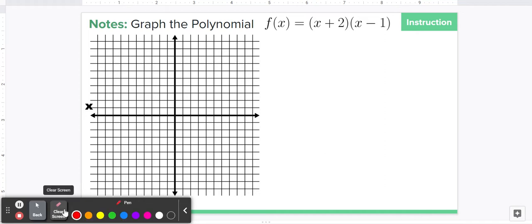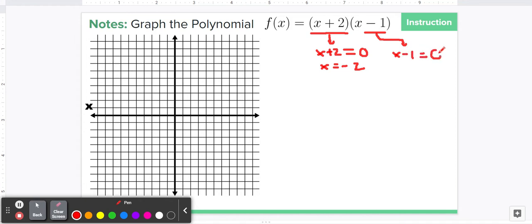So if we look here at this first factor, x plus 2, we can make this whole factor 0 by setting x plus 2 equal to 0, which gives us a 0 at x equals negative 2. And we can similarly find a 0 at the second factor by setting x minus 1 equal to 0. That'll make a 0 at x equals 1.